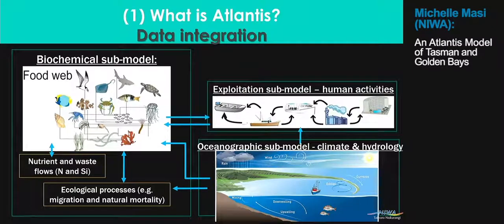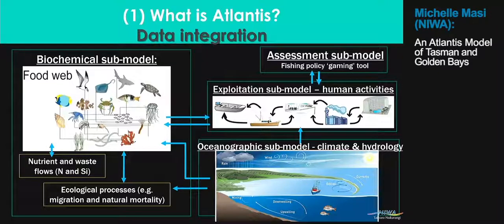Data is further integrated in Atlantis in the exploitation submodel, where here we can account for the human-induced impact on the marine ecosystem. So things like fishing, tourism, coastal development, energy use are all accounted for here.